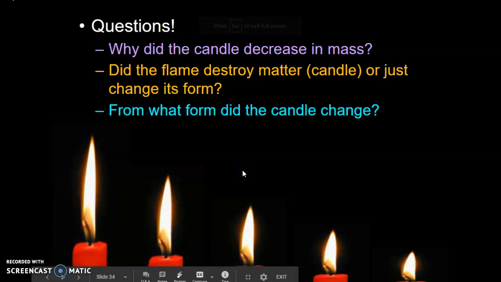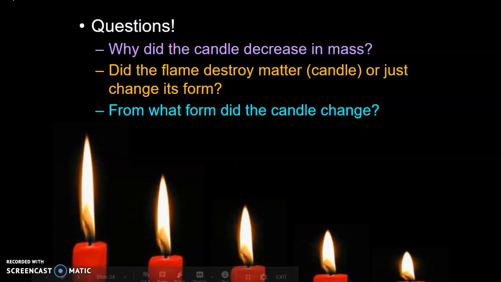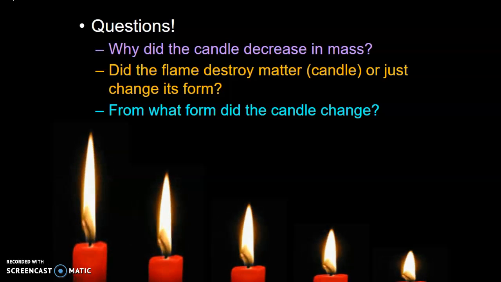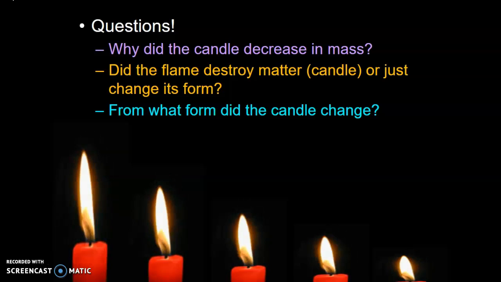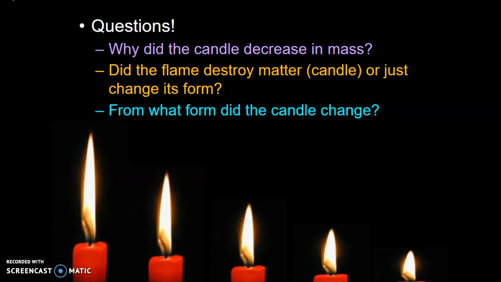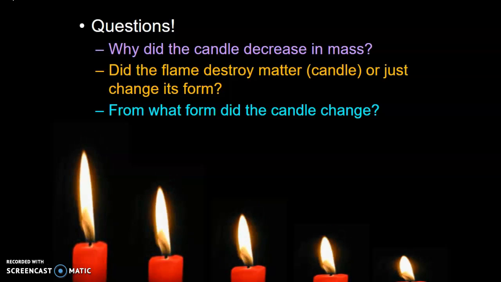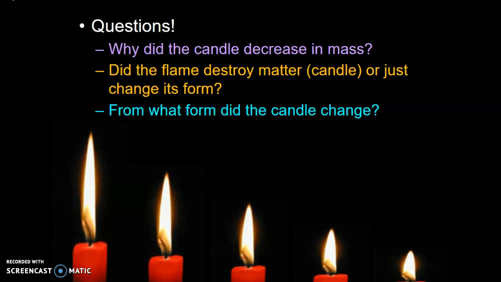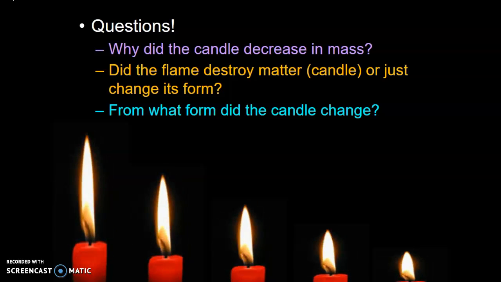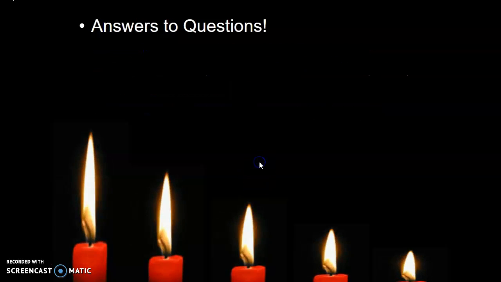So some questions to ask about that. Why did the candle decrease in mass? Why is it that it had less grams at the end than it did at the beginning? Another question, and you'll find these on your page. Did the flame destroy matter? So was the flame destroying the candle, meaning the candle no longer existed, or was it just changing its form? Kind of a hard concept to wrap our minds around sometimes. And then from what form did the candle change? And we'll answer that as well.